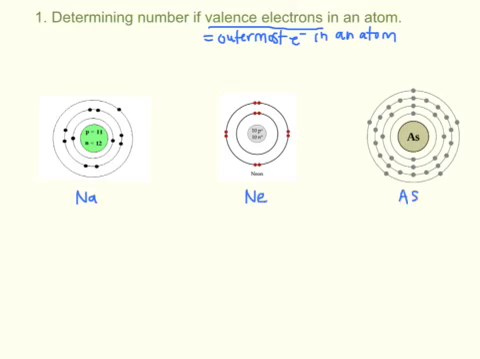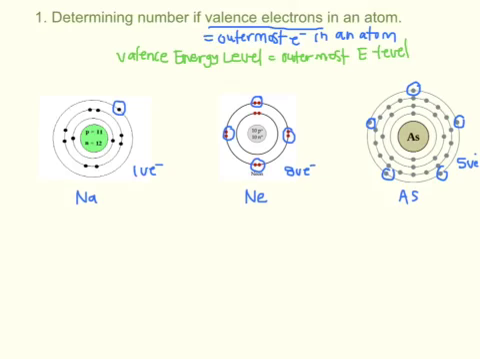They all have different numbers of valence electrons, and so we're looking at the electrons that are only in the outermost energy level of the atom. So for sodium, that's 1 valence electron. For neon, that is 8 valence electrons. And for arsenic, that's 5 valence electrons.